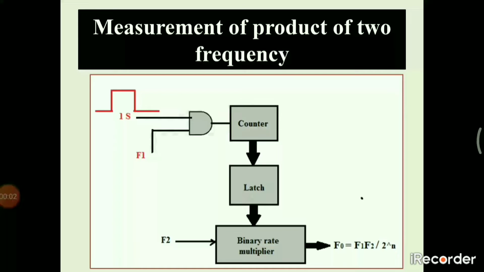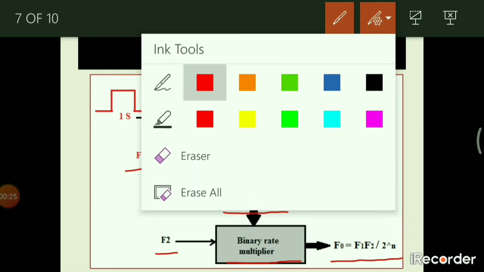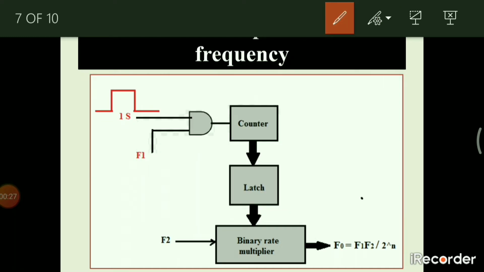Measurement of product of two frequencies. The block diagram consists of two frequency signals F1 and F2, one AND gate, counter circuit, latch circuit, binary rate multiplier, and output F0. Now the working principle, how it works.